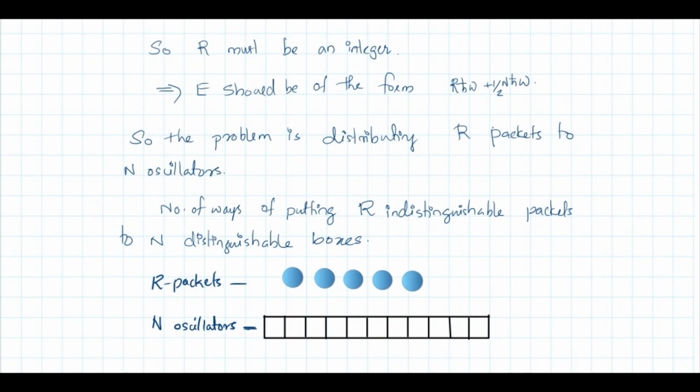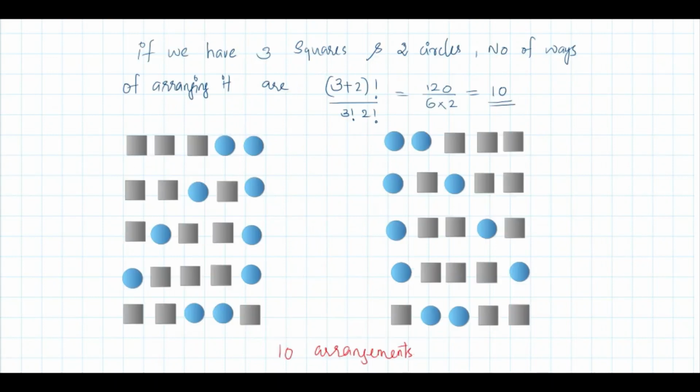We have R packets. Suppose these blue spheres are packets of energy, and there are n oscillators. Suppose each of these boxes is an oscillator. How many ways are there in order to distribute these packets among n oscillators? For that, first we will consider this simple mathematical problem. Suppose we have 3 squares and 2 circles.